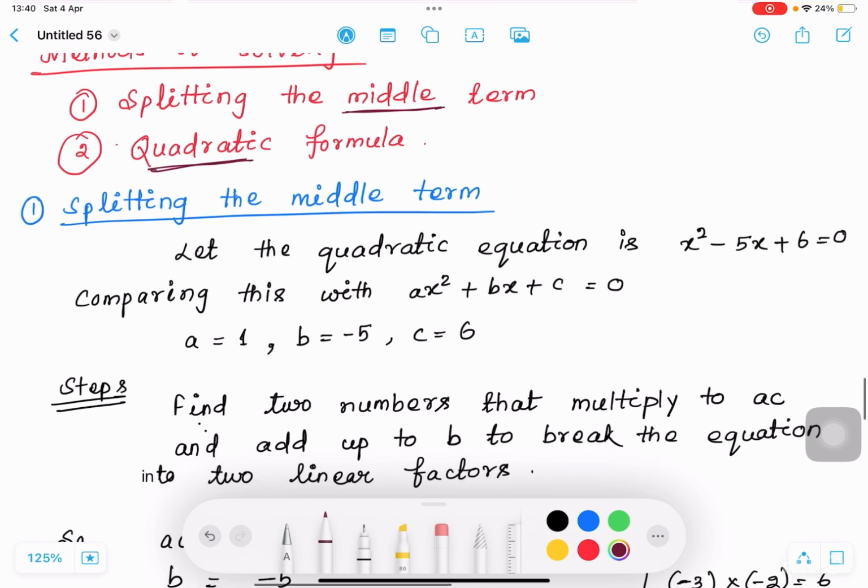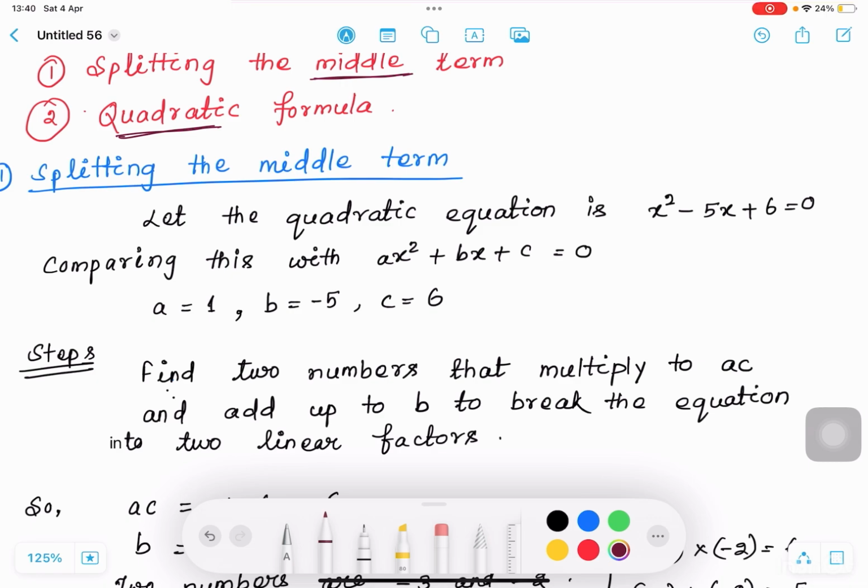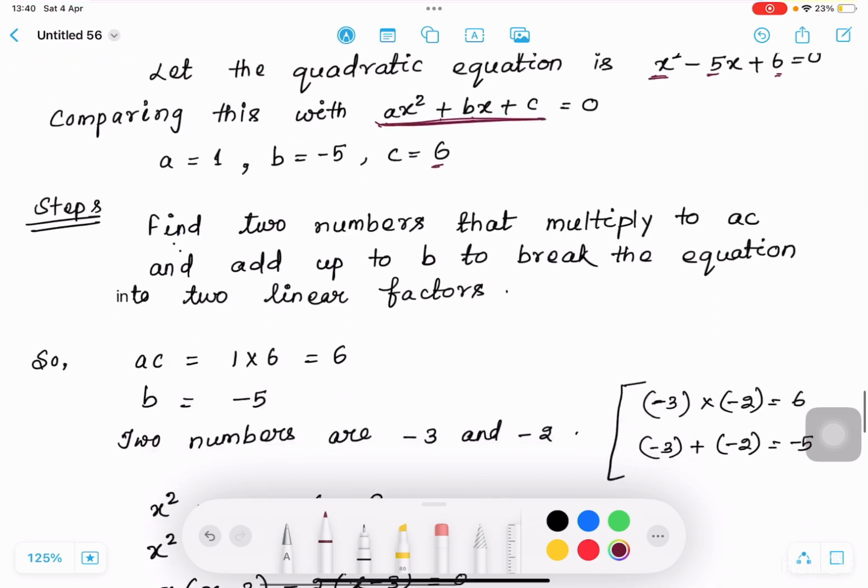So let the quadratic equation be x² - 5x + 6 = 0. Comparing this with ax² + bx + c = 0, the general equation: for x², the coefficient is 1, so a = 1. For b, the general form has plus b, but here it is minus 5, so b = -5. c = 6, the constant term.